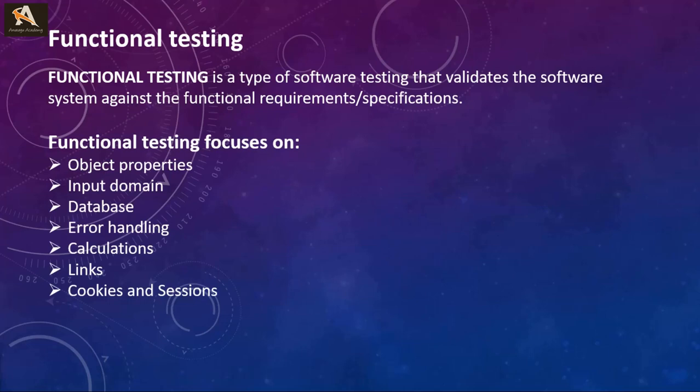What is functional testing? Functional testing is a type of software testing that validates the software system against the functional requirements or specifications. The purpose of functional testing is to test each function of the software application by providing appropriate input, verifying the output against the functional requirements. Functional testing focuses on object properties, input domain, database, error handling, calculations, links, cookies, and session.